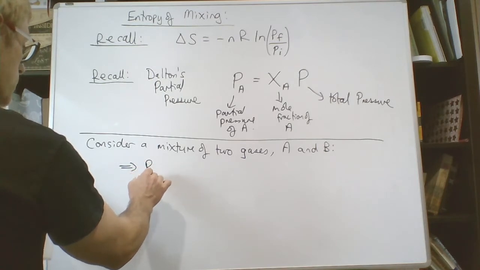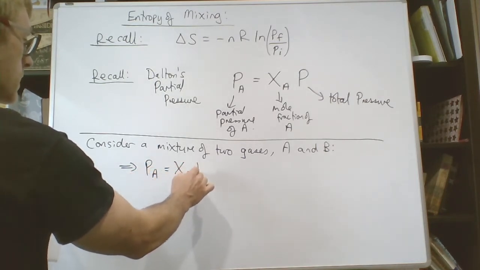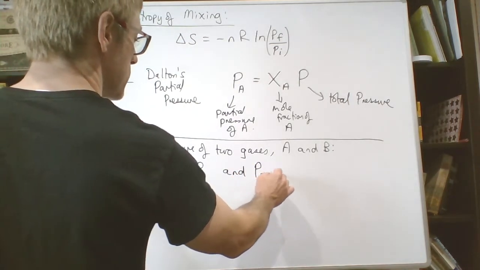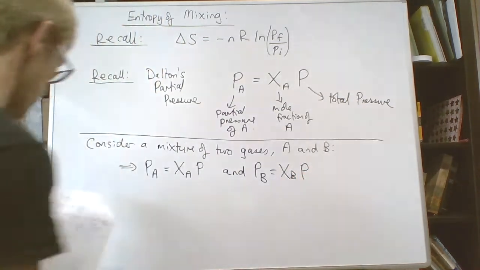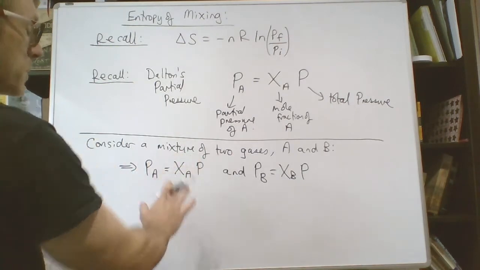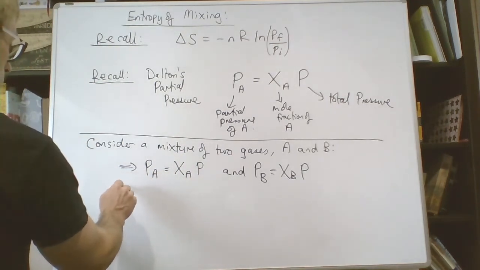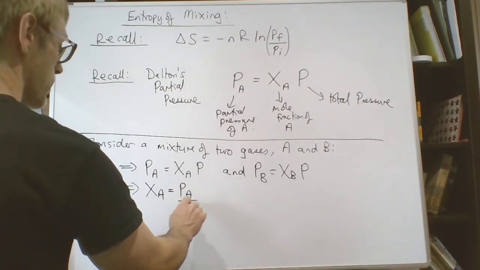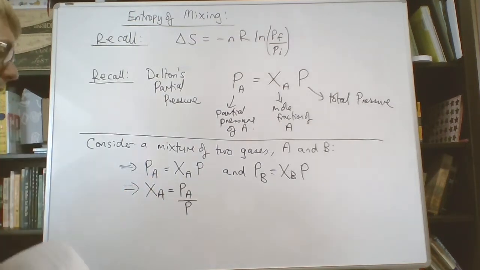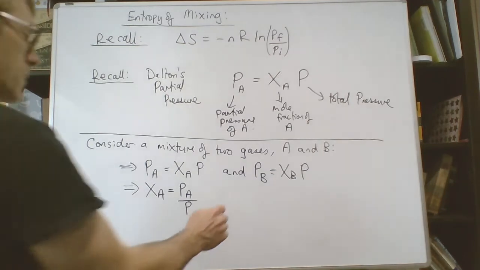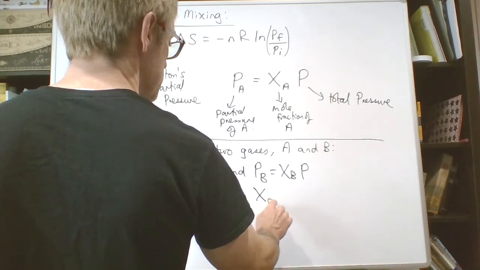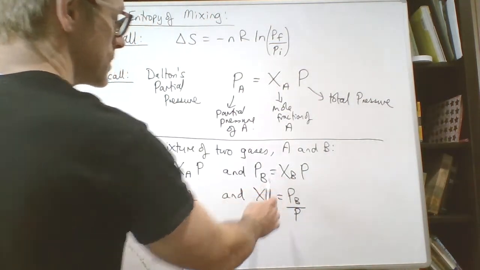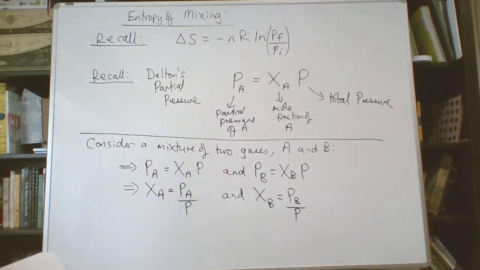Well, this implies that the partial pressure of gas A is the mole fraction of gas A times the total pressure, as stated earlier. And it also implies that the partial pressure of gas B is the mole fraction of gas B times the total pressure. We can cross multiply and solve for the mole fraction. So this implies that the mole fraction of gas A is the partial pressure of gas A divided by the total pressure. So we just divide both sides of this equation by total pressure, and we get this expression here. And likewise, the mole fraction of gas B is the partial pressure of gas B divided by the total pressure. Again, we divide both sides of the top expression by total pressure. We get the bottom expression.